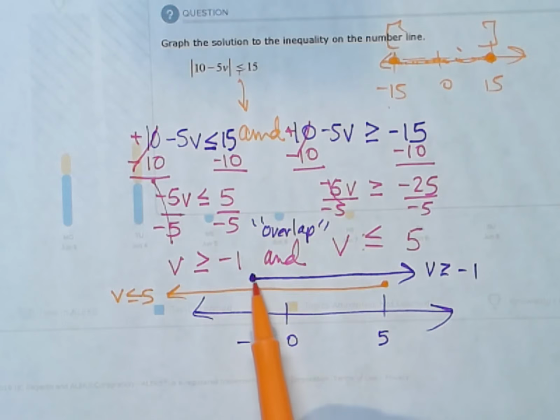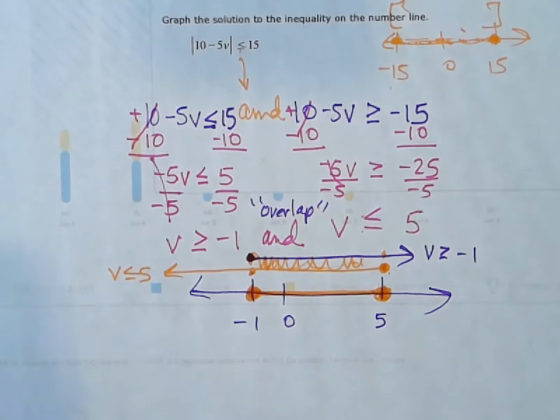And then I want to get where they overlap. This one's beautiful because notice I have a closed circle here, so those both are included, so that's closed. And I have a closed circle here, so those are both included, so that's closed. And then where they overlap, right there in the middle. And so that's a picture right here of my solution.